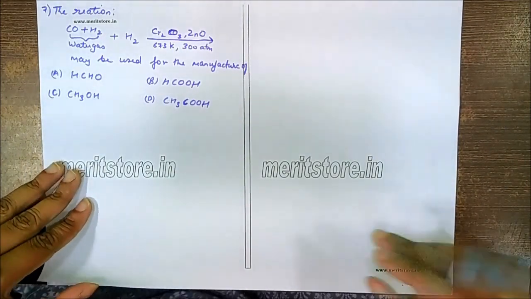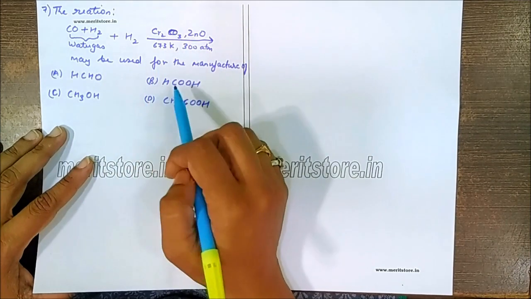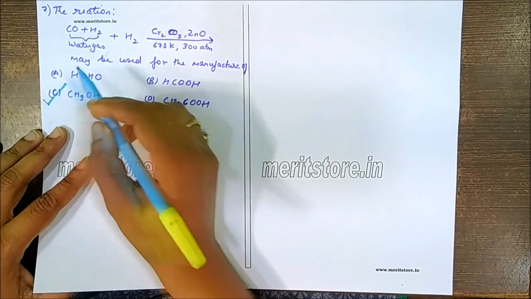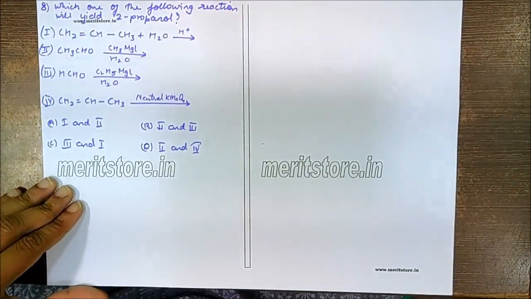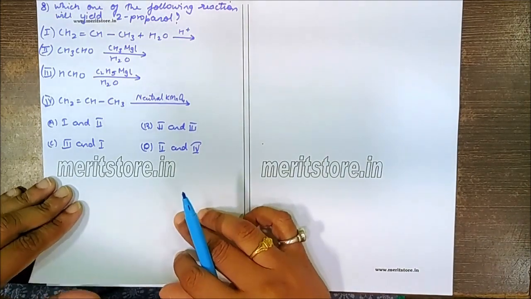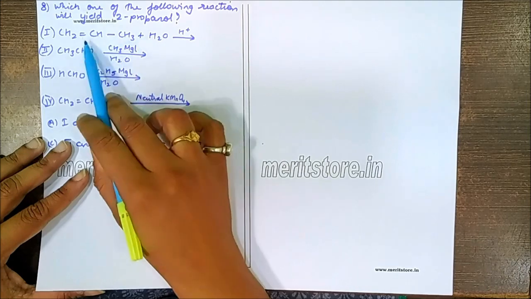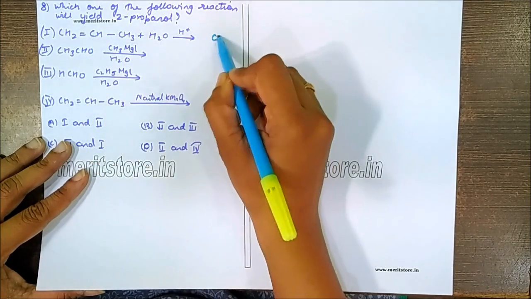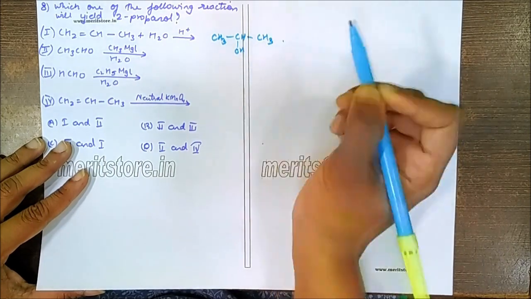Question number 7 is CO plus H2. This is a water gas, and water gas in industry is used for the manufacture of methanol. Which one of the following will yield 2-propanol? We have to find. If I do the hydrolysis of this, according to Markovnikov's rule, the OH will go to the carbon having less number of hydrogen atoms. So that's why I'm getting 2-propanol in this reaction.